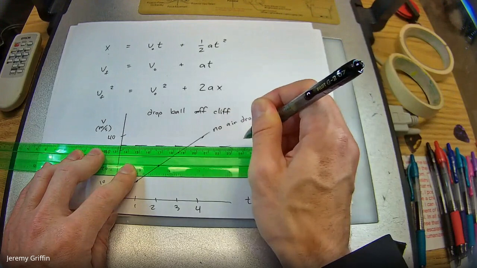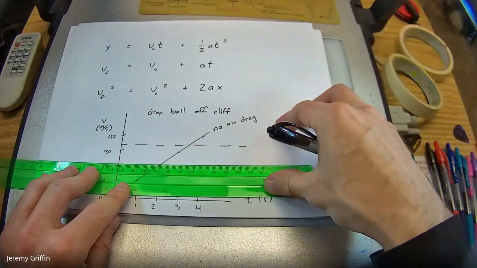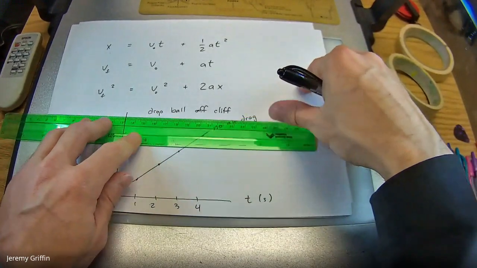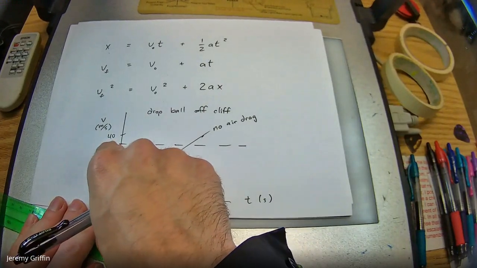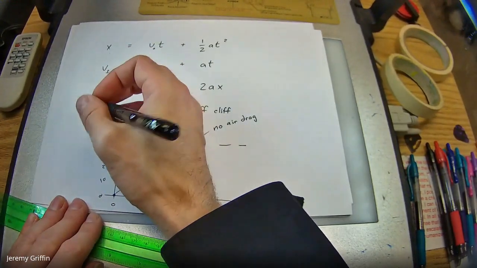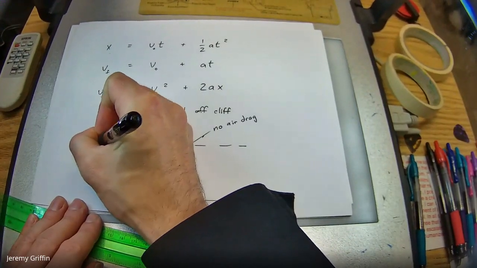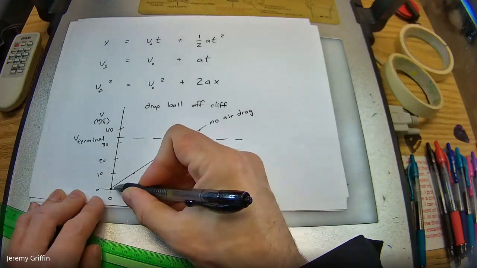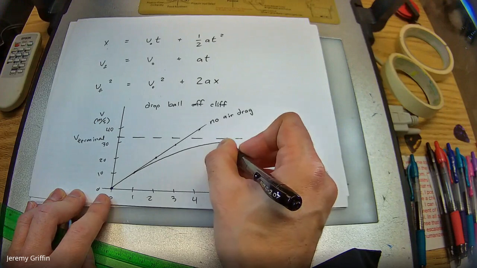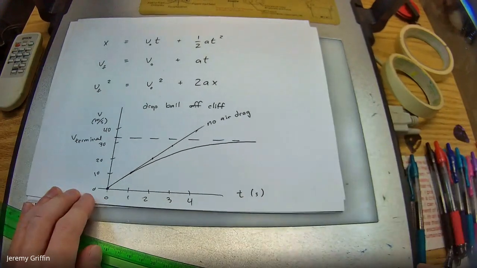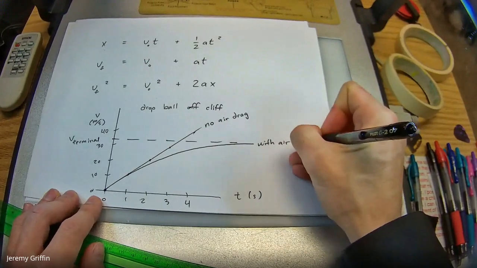Now, where that horizontal asymptote is depends on the shape of the object. Like if you have a parachute, I bet it'd be pretty low. If you don't have a parachute, it'd be pretty high up on the graph. What is the name of this horizontal asymptote? Terminal velocity. V terminal. And then this would start off kind of like free falling in a vacuum, but then air drag would pick up and it would eventually reach that terminal velocity like that, right? So this is with air drag.